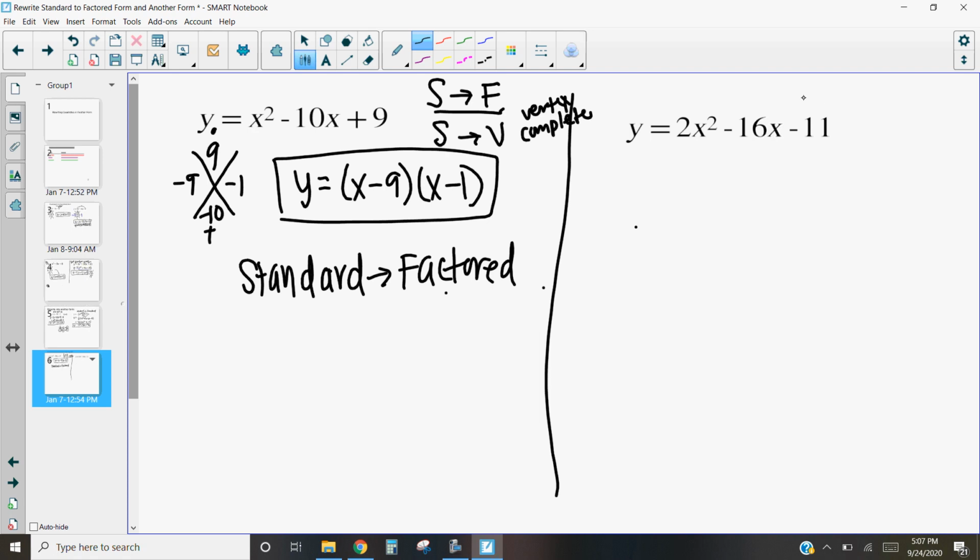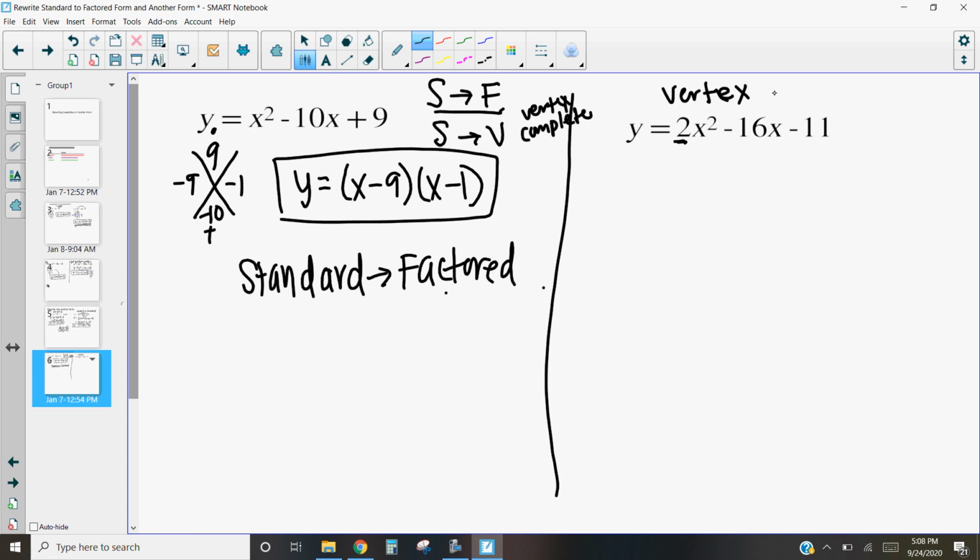So looking at this problem, do you see how there's a 2 here, but there is a negative 16 and a negative 11? If we factor out that 2, we're going to end up with a fraction here. And that's not going to be pretty when we have to complete our square. We're going to have these fractions, and nobody likes fractions. So whenever I see a number out here and I can't factor it out, I'm going to use the vertex. I'm going to find my vertex to go into vertex form.